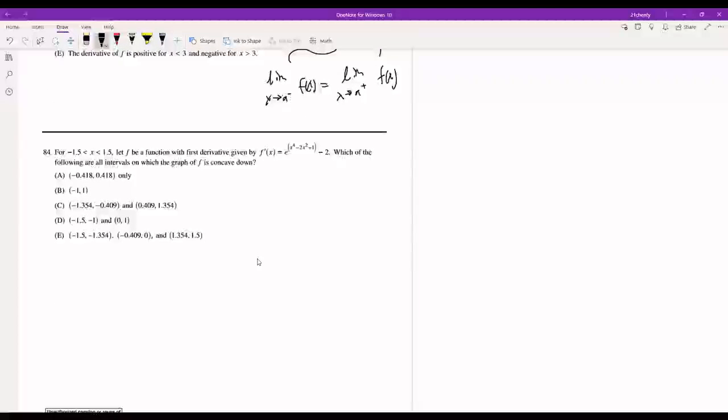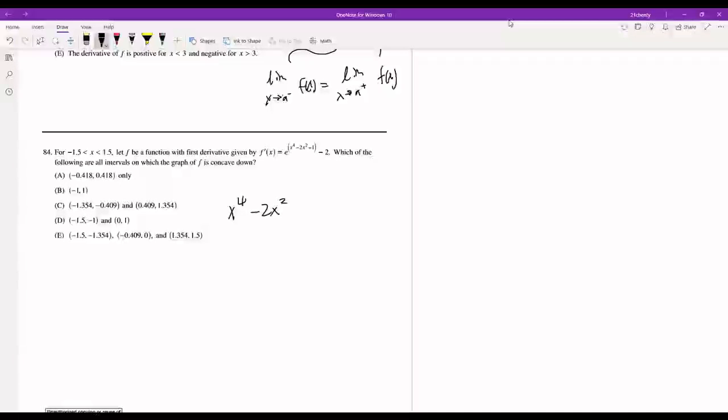On this interval from -1.5 to 1.5, let f be a function with first derivative given by this. Which of the following are all intervals on which the graph of f is concave down? So, concavity, we are looking for the second derivative, and it already gives us the first derivative, so we'll just differentiate this again using the power rule and the chain rule.